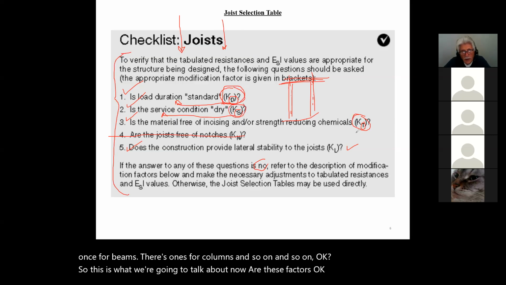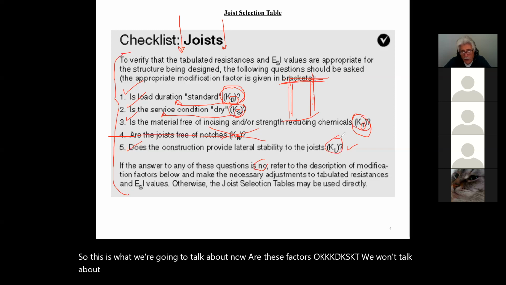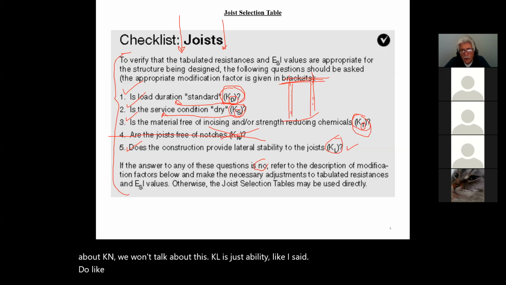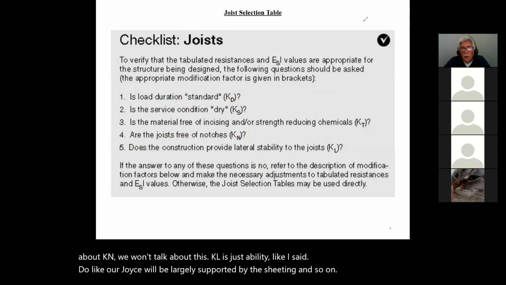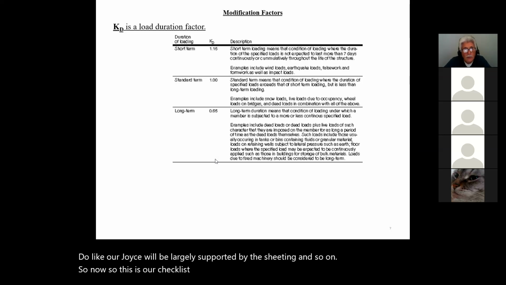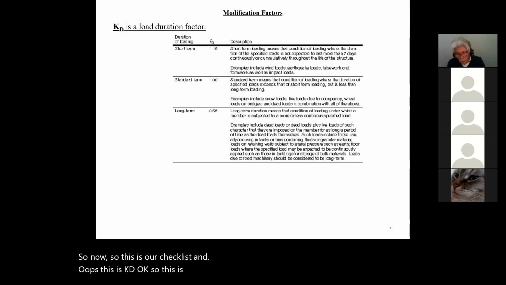KD, KS, KT. We won't talk about KN. We won't talk about this. KL is just stability. Like I said, our joist will be laterally supported by the sheeting and so on. So now, this is our checklist, and this is KD, okay? This is just for load duration, okay?